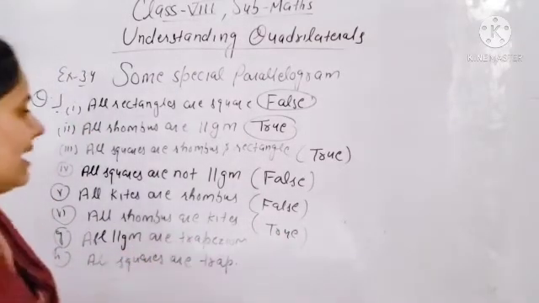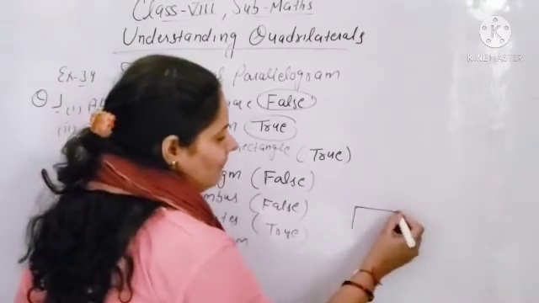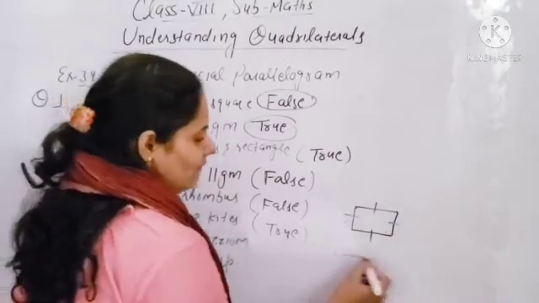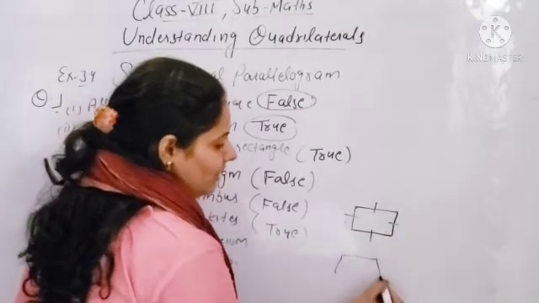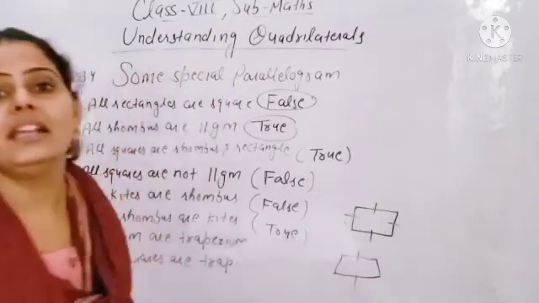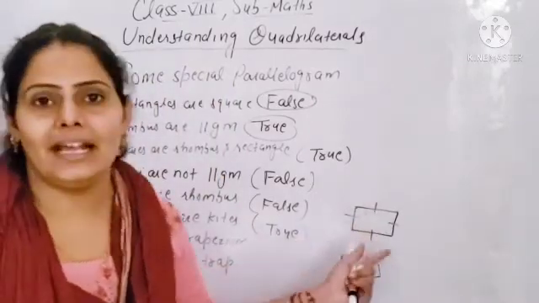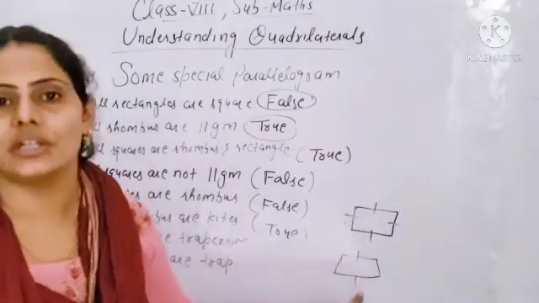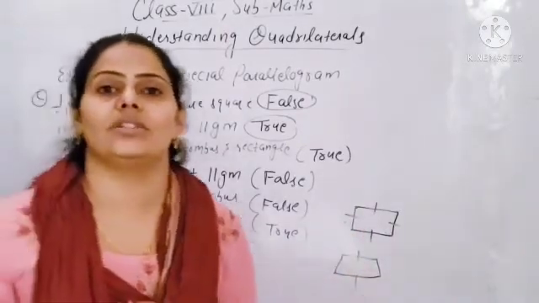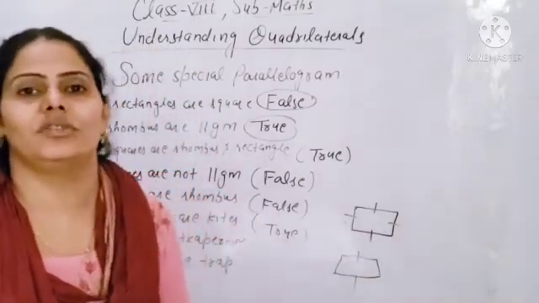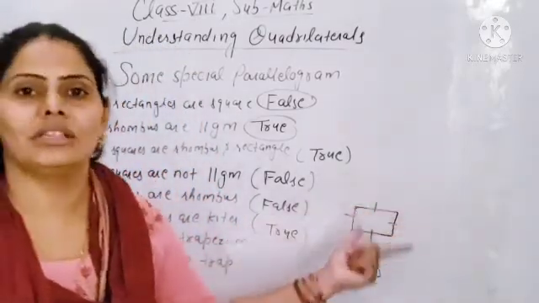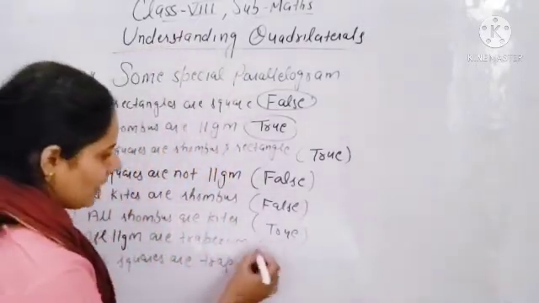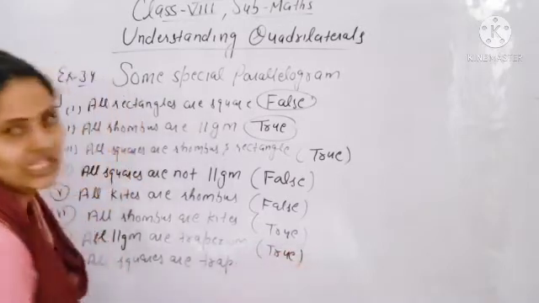Next, all the parallelograms are trapezium. First you will go to the parallelogram. In a parallelogram opposite sides are parallel, and according to the definition of trapezium, where one pair of opposite sides is parallel, it will be a trapezium. Here both pairs are parallel, so it is satisfying the condition of trapezium also. So yes, a parallelogram can be a trapezium. This is a true statement.